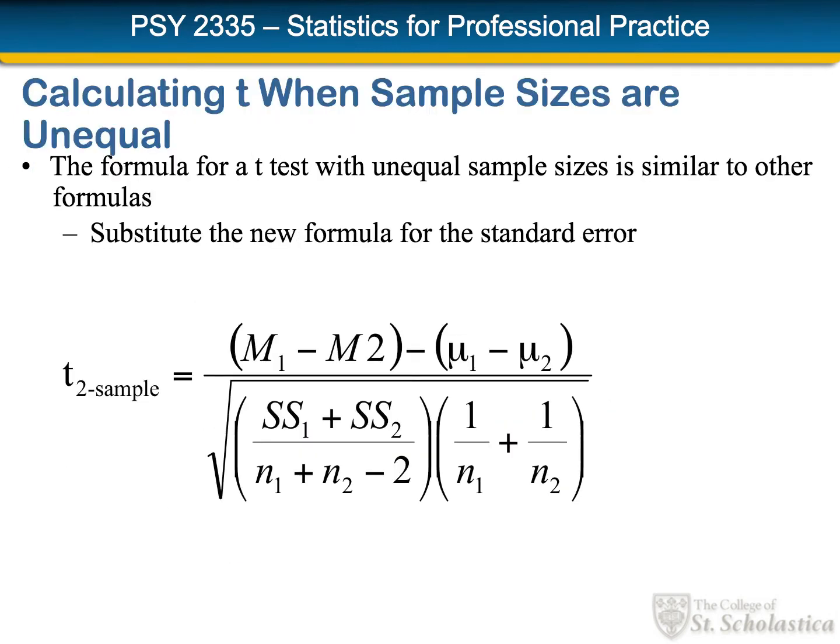Once we substitute in that new equation for the standard error, then everything else about the hypothesis test proceeds exactly as it has in the past. Once you've calculated the t-value, you go on to compare the t-value to a critical value from the table, or if you're working with Excel, to compute the p-value, the probability of getting a t that large or larger.